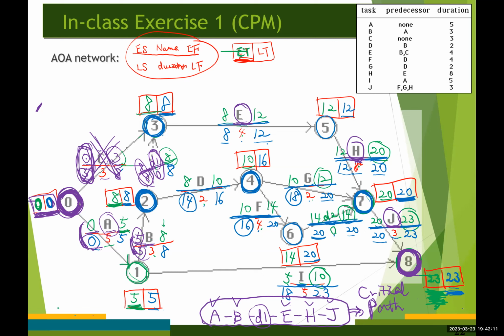Okay, so this is our final answer. We can say that the entire project can be completed within 23 days. And the critical activities do include activities A, B, E, H, and J, and these are the critical paths.